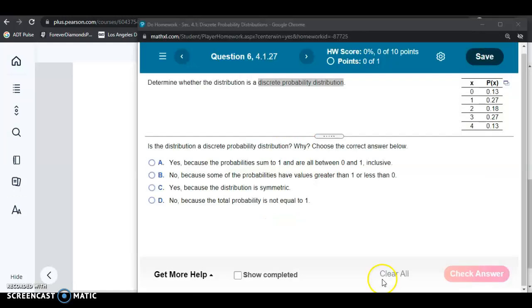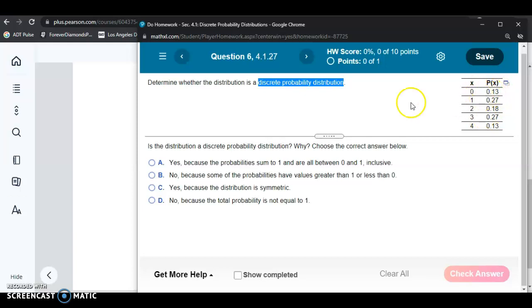Okay, so if we go back and look at our table, we can see that each of these probabilities is a decimal: 0.13, 0.27, 0.18, 0.27, and 0.13. So we can clearly see that these probabilities are each between 0 and 1. When a decimal number begins with a 0, followed by a decimal point, followed by other digits, that decimal is between 0 and 1.